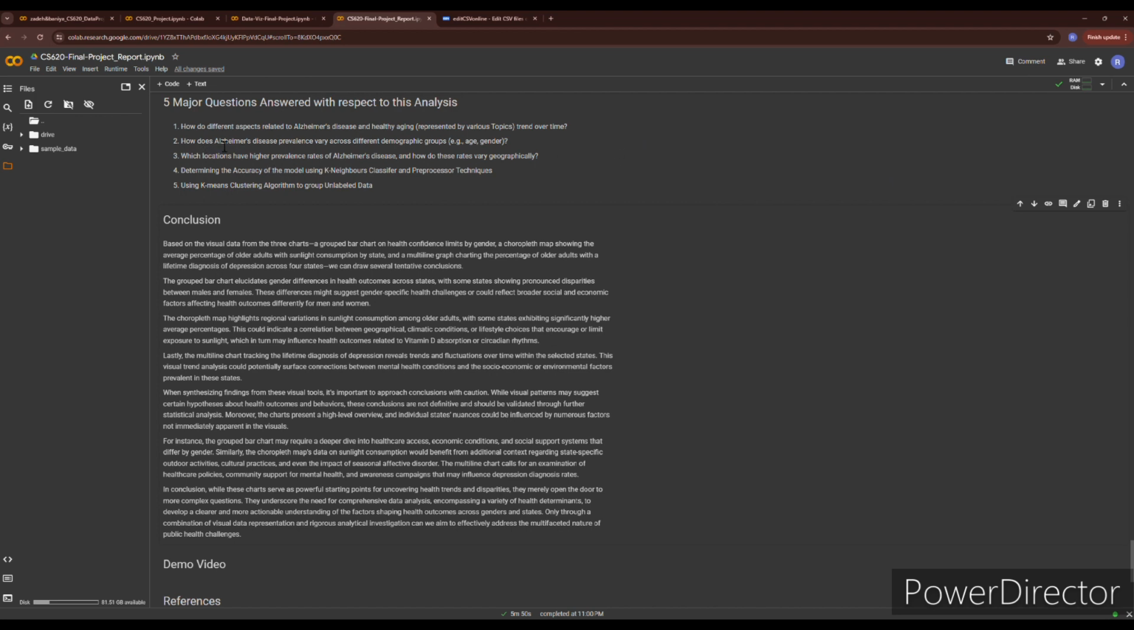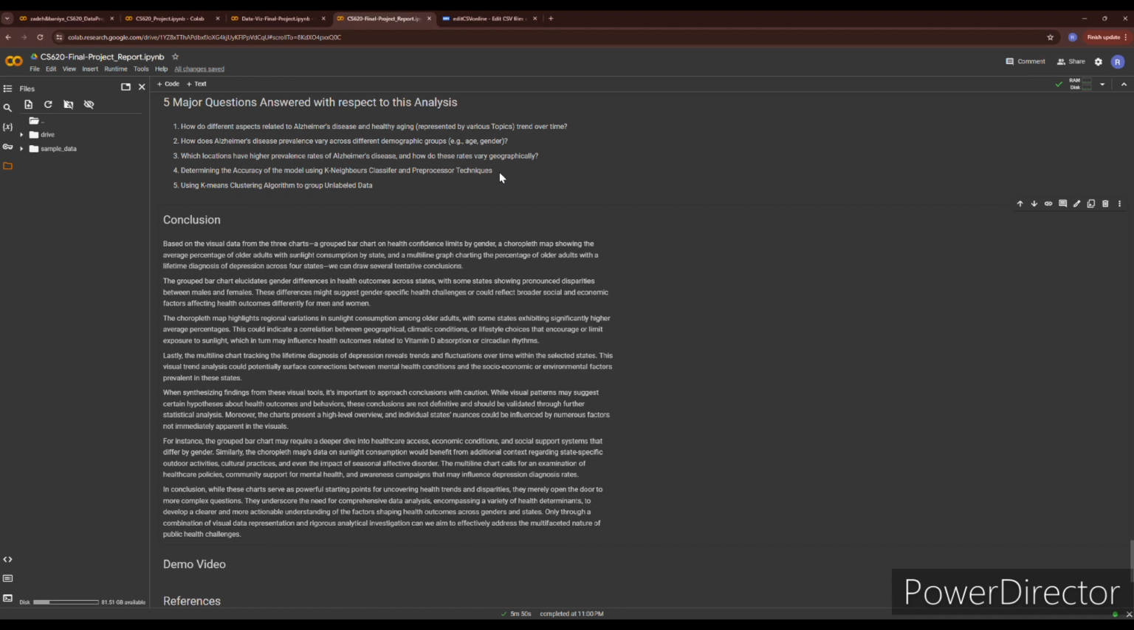Now, coming to the next question, the Alzheimer's disease prevalence over different demographic groups. My friend Pratyusha has shown that different genders have different classifiers, which in turn give you different results when it comes to the occurrence of Alzheimer's disease over demographic groups. Which locations have high prevalence rates in Alzheimer's disease? As my another teammate has showed you that different areas have different sunlight consumption. And there that particular area has the less occurrence of Alzheimer's disease. We've covered that.